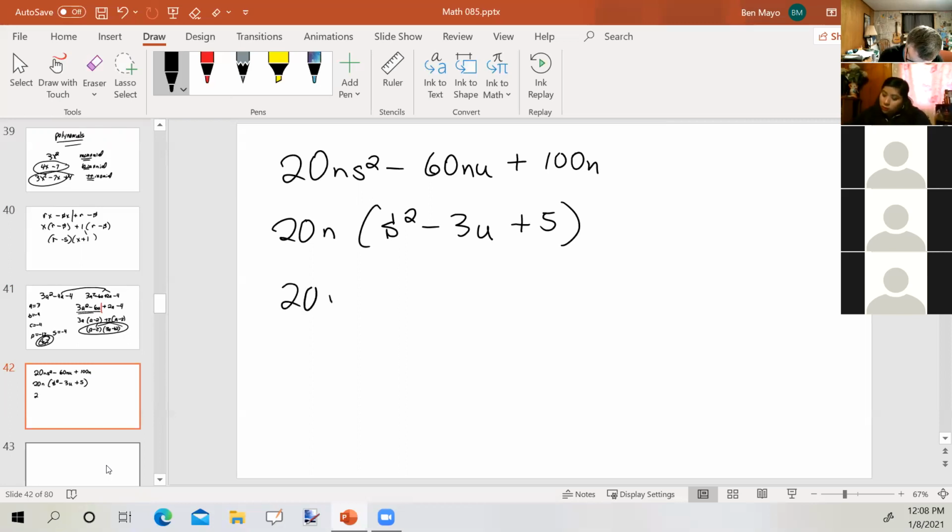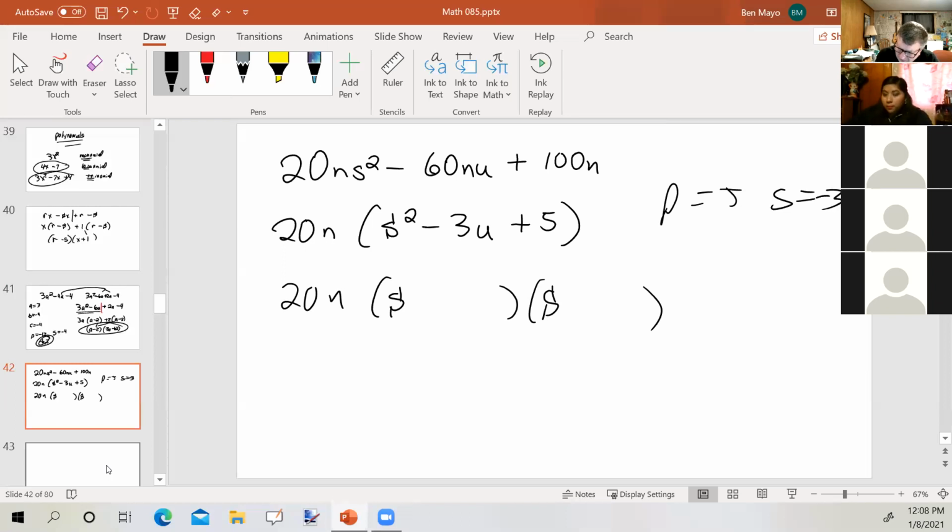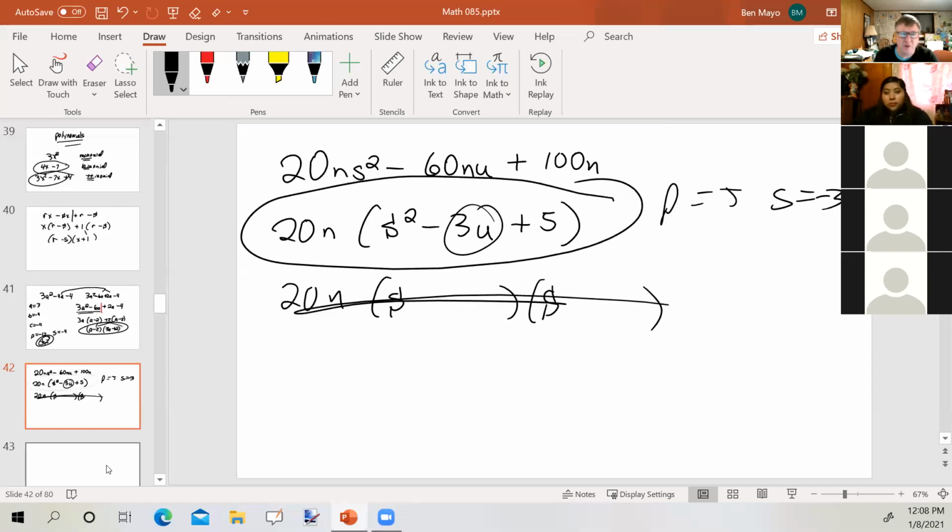Well, let's see. If I had an s and an s, the product would be 5 and the sum would be negative 3. But you know what? Even if I could find those, which I can't, I wouldn't be able to get a term with just u in the middle. Now, this isn't prime, but this is as far as we can go. We can take out a greatest common factor, and that's it. So don't say it's prime, because we did something to it. We just can't do anything more with that trinomial.